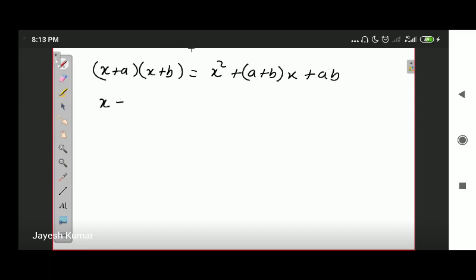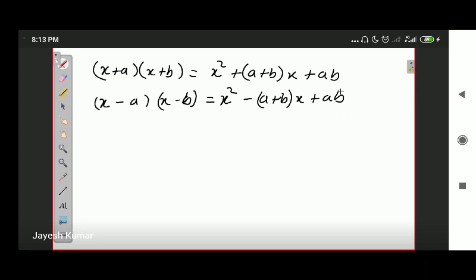First one is x plus a into x plus b. It is equals to x square plus a plus b into x plus ab. Second identity is x minus a, x minus b. This is equals to x square minus a plus b into x plus ab. I guess these are the two identities that are discussed in your book.